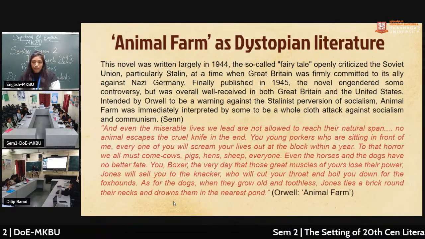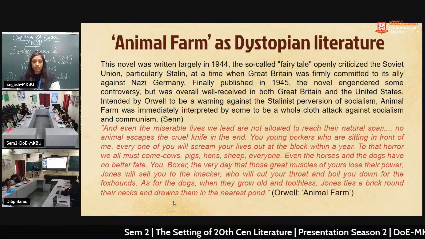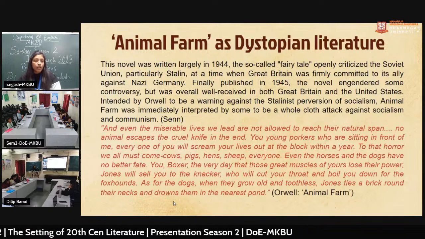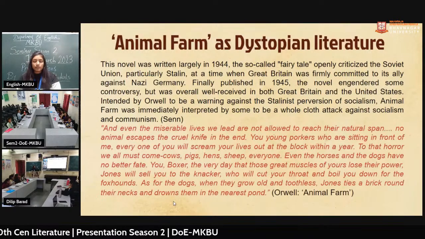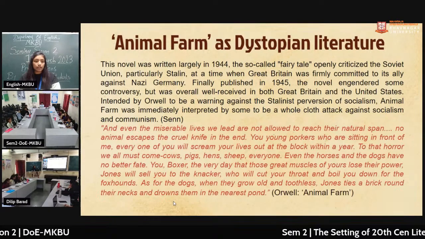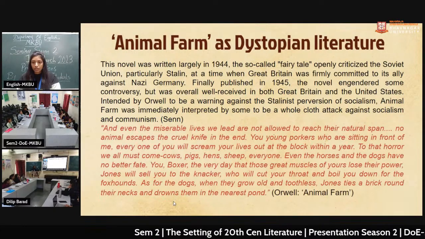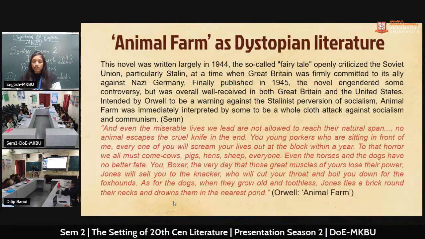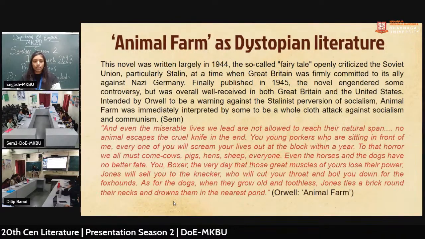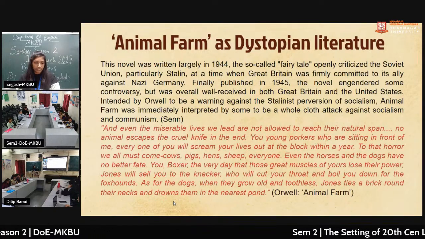Then Animal Farm as dystopian literature. This novel was written largely in 1944. The so-called fairy tale openly criticized the Soviet Union, particularly Stalin, at a time when Great Britain was firmly committed to its ally against Nazi Germany. Finally published in 1945, the novel engendered some controversy but was well received in both Great Britain and the United States.